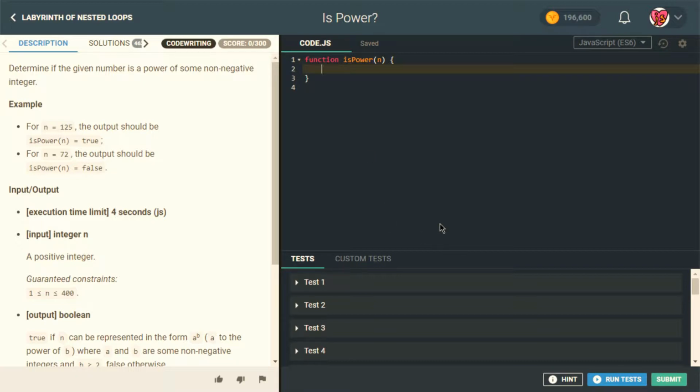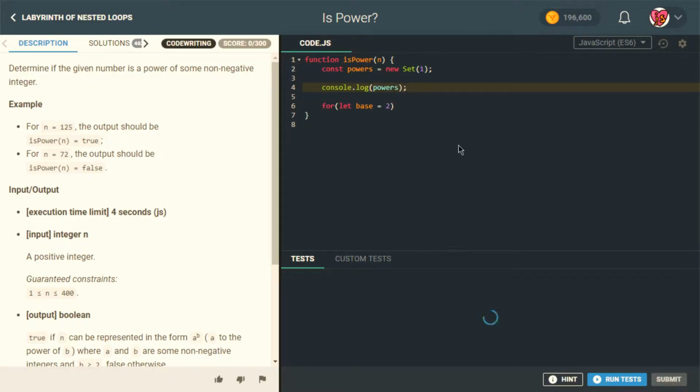Might as well, right? So we'll say, should we use a set? Yeah. Const powers is new Set. It's got nothing in it to begin with. And we're going to say for let base be assigned the value of, how do we want to do this? Base is going to start at 1? No, it shouldn't be 1. It should be 2. And can we do this? Can we just put a single element in there, or does it need to be an array? I'm thinking it needs to be an array, but let's just make sure of that.